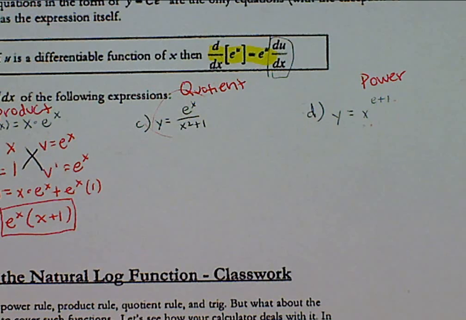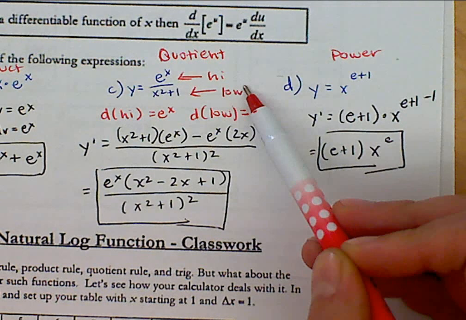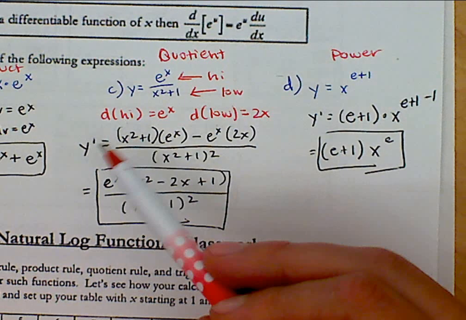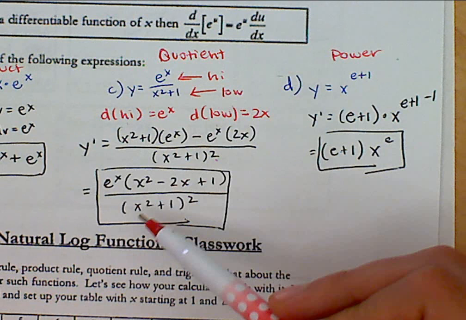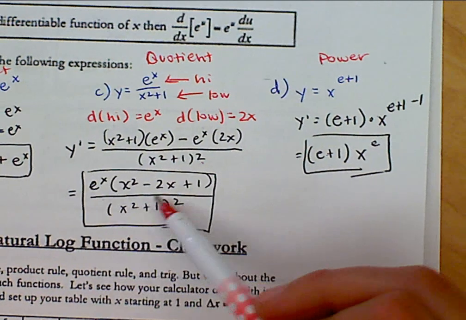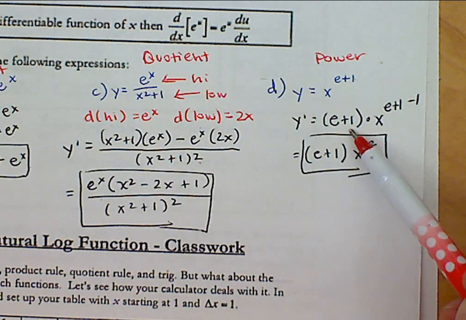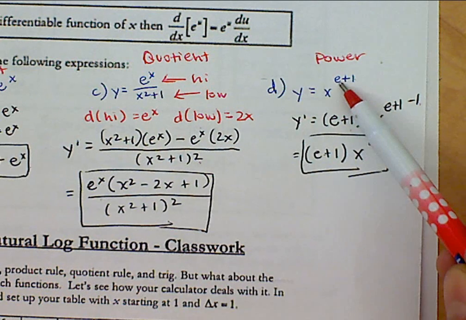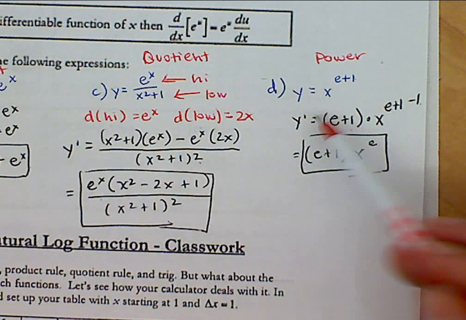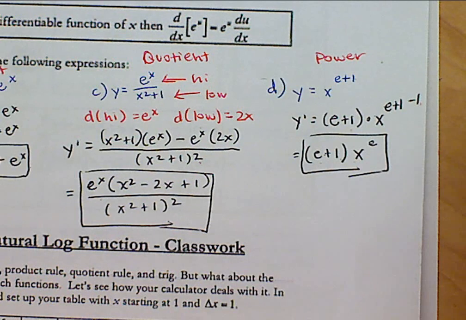Okay. And when you come back, here are the solutions. Should look like this. So quotient rule, I labeled my high, my low. I found d high, d low, and filled it into my low d high minus high d low over the square of what's below. Again, I factored out that e to the x to simplify it a little. And then this one was just a power rule, so I just need to bring down the power and then subtract 1 from whatever the power was. This one was a little weird because I put e up there to trick you. But your final answer is just e plus 1 times x to the e power. That's it.